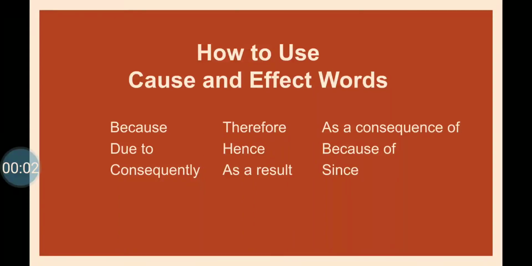Hello. In this video, we're going to learn how to use cause and effect words correctly with punctuation. Just like the ones here on the screen: because, therefore, as a consequence. They're also called connective words. Why connective? Because they connect a cause with an effect. It means a reason with a result. Let's take some examples.